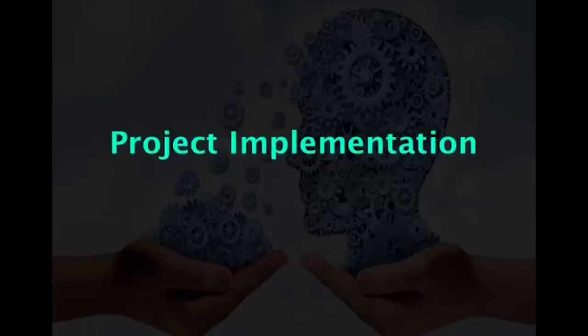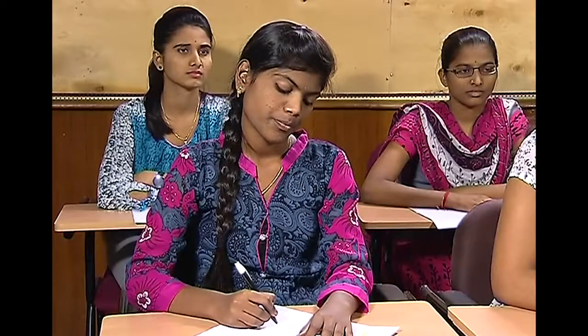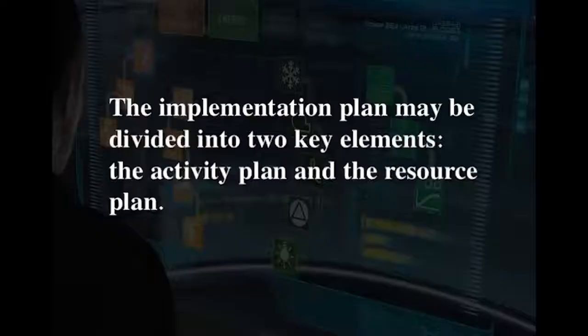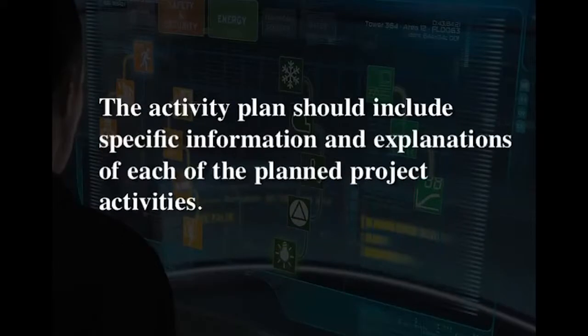Project implementation. The implementation plan should describe activities and resource allocation in as much detail as possible. It is exceptionally important to provide a good overview of who is going to implement the project's activities as well as when and where. The implementation plan may be divided into two key elements, the activity plan and the resource plan. The activity plan should include specific information and explanations of each of the planned project activities.